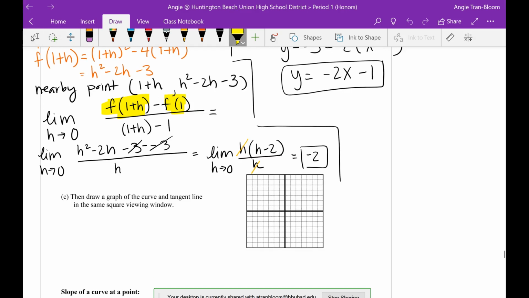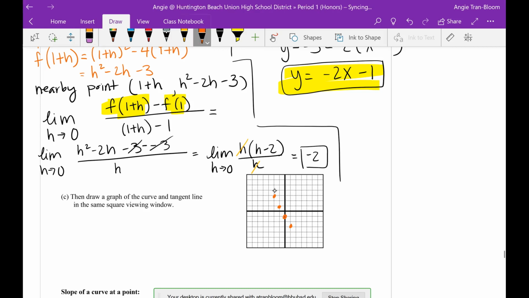Your tangent line is right here. So what I will start with is the y-intercept at -1, and your slope is -2. So up 2, left 1, up 2, left 1, up 2, left 1. And you are going to do just enough points to where you will have a straight line. So that's my tangent line.